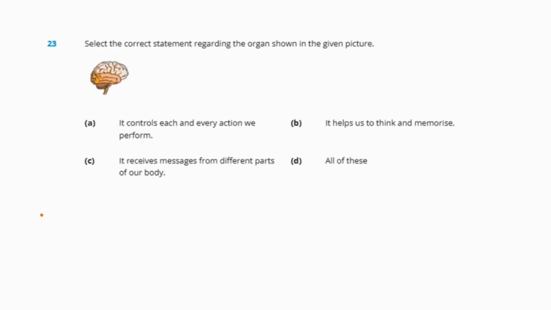Next, select the correct statement regarding the organ shown in the given picture. So here the organ shown is our brain, right? Let us see what all the functions of the brain are. It controls each and every action we perform. That is also correct. It helps us to think and memorize. It receives messages from different parts of our body. It is called our master, right? Master of our body. So we can say that the brain is responsible for all of these actions.